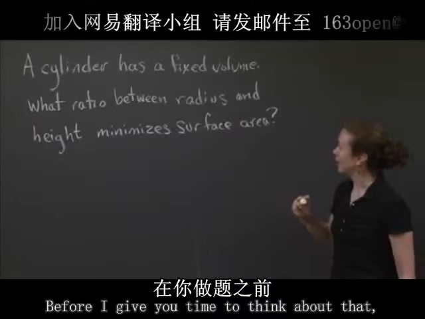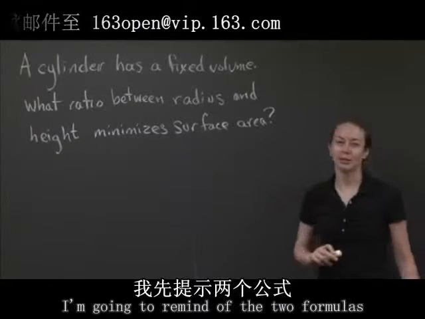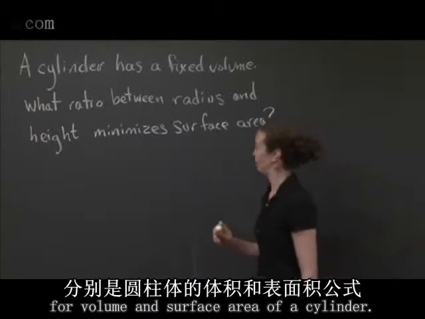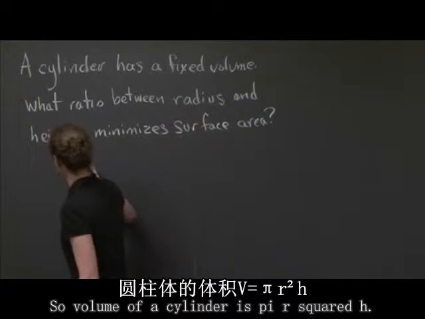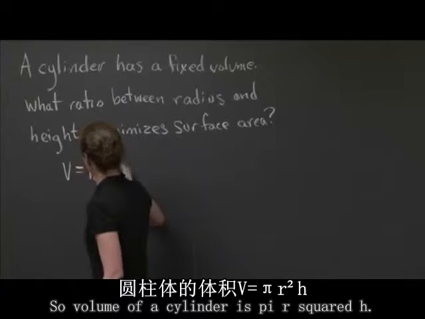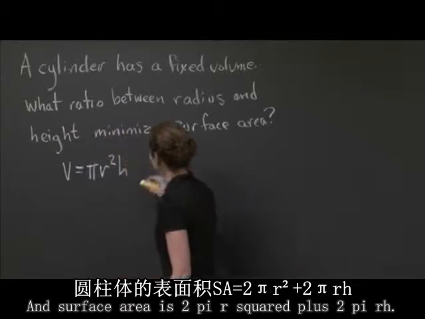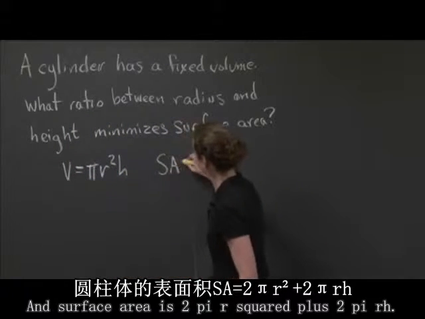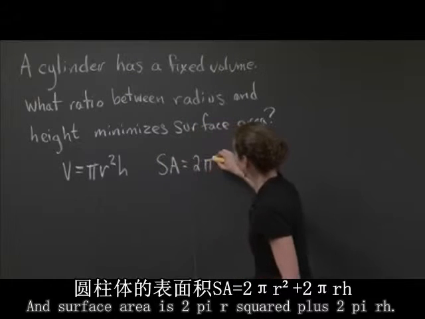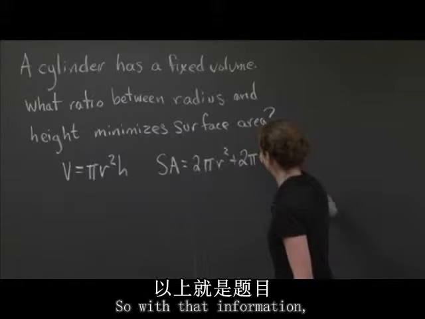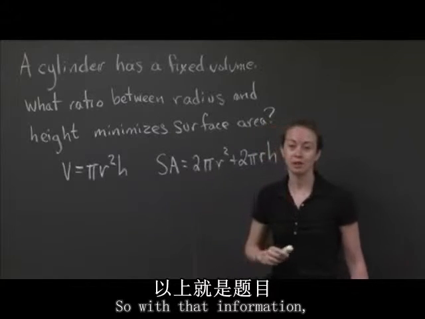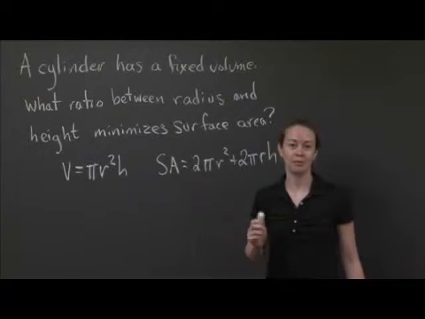Before I give you time to think about that, I'm going to remind you of the two formulas for volume and surface area of a cylinder. So volume of a cylinder is pi r squared h, and surface area is 2 pi r squared plus 2 pi rh. So with that information, I'll give you some time to work on this problem, and then I'll be back.